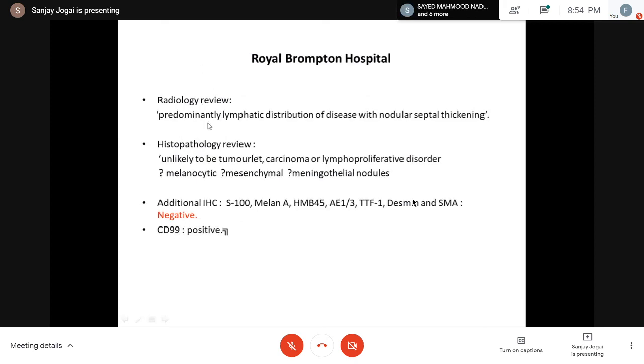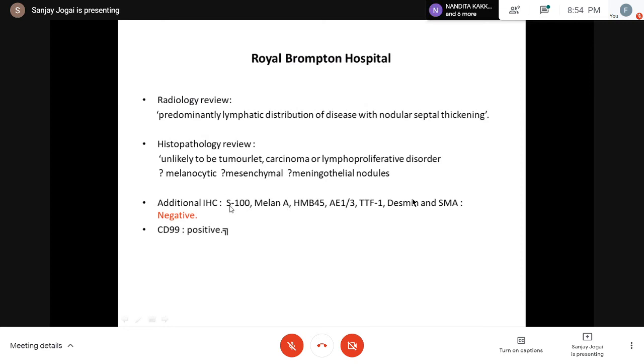So the radiology review was predominantly lymphatic distribution of disease with nodular septal thickening. The histopathologist said, unlikely to be tumourlet, carcinoma or lymphoproliferative. Is this something melanocytic or mesenchymal or meningothelial nodules even? And because I had forgotten to send the block, Andrew Nicholson said, why don't you do a few more stains?